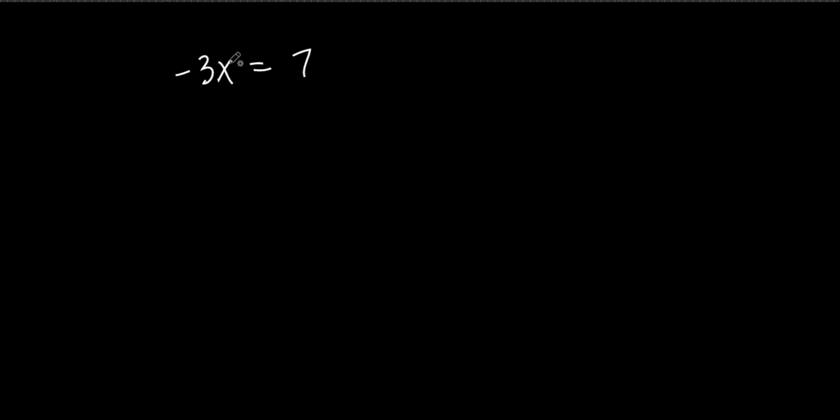Well, we want to get x by itself. So how do we get x by itself? We have to get rid of what? The negative 3. You have to get rid of the negative 3. What's that negative 3 doing to that x? It's being multiplied. So how do we get rid of something that's being multiplied?